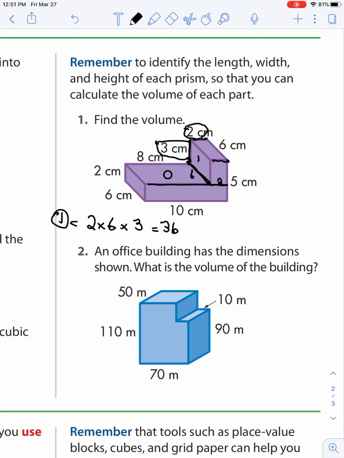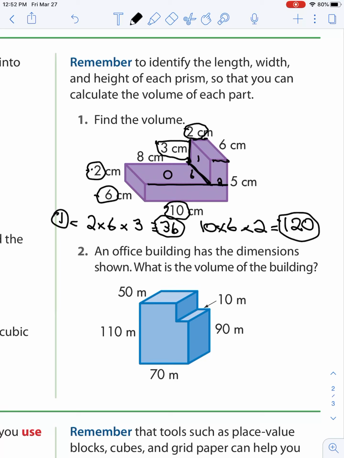The second rectangular prism on the bottom is measuring 10 by 6 by 2. So 10 times 6 times 2 is going to be 120. I think. Yep, 120. Now we just need to take this amount and add them together. 120 plus 36 equals 156 cubic centimeters. And that's the answer.